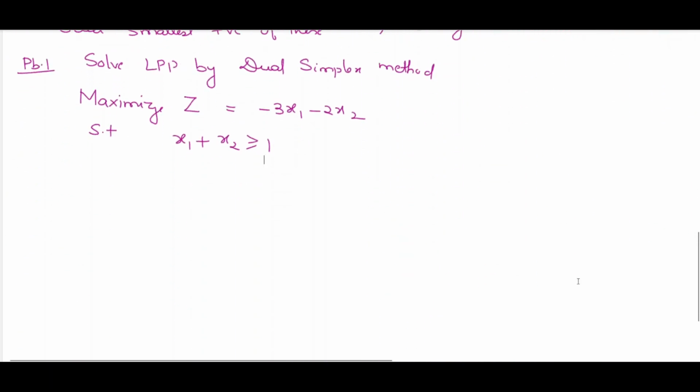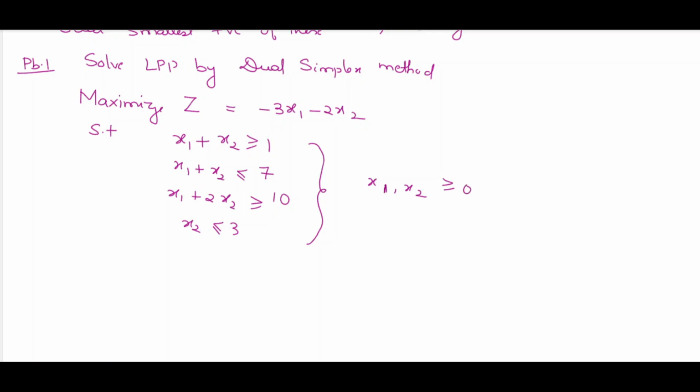So this is a dual simplex problem that I am going to solve in this class. You see in this problem it is written to solve the LPP by the dual simplex method. Maximize z is equal to minus 3x1 minus 2x2 such that your constraints are x1 plus x2 is greater than equal to 1. Next is x1 plus x2 is less than equal to 7. Then x1 plus 2x2 is greater than equal to 10. Then x2 is less than equal to 3. These are the four constraints given to you, and it is given that both x1 and x2 are greater than equal to 0.